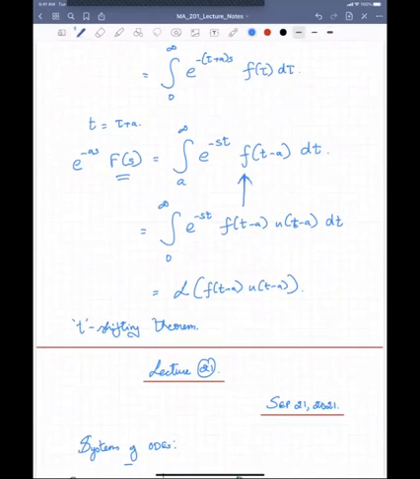Now, this seems a little more complicated than the usual s-shifting theorem that you saw, which was basically shifting the exponent in the e to the minus st, which was fairly straightforward to understand. So the question is, why do you have to understand this t-shifting theorem, and how does it actually come into the picture in a practical case?